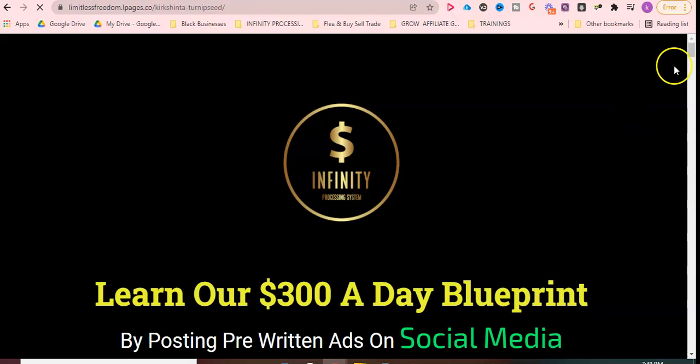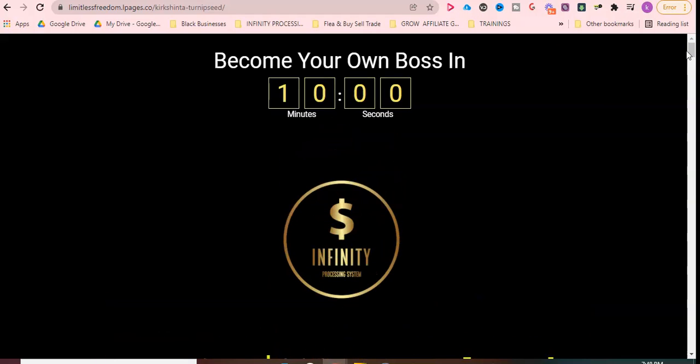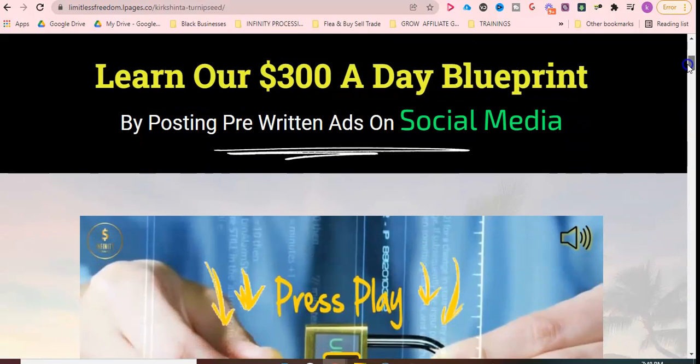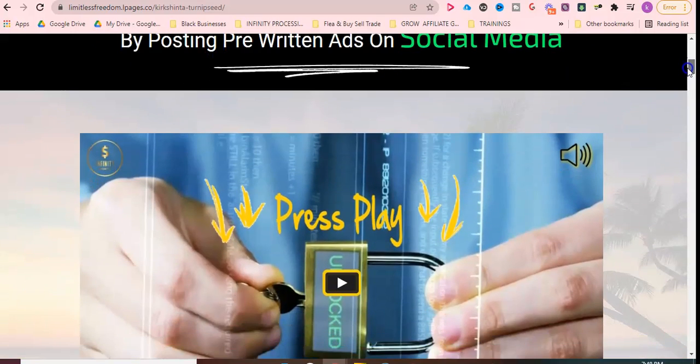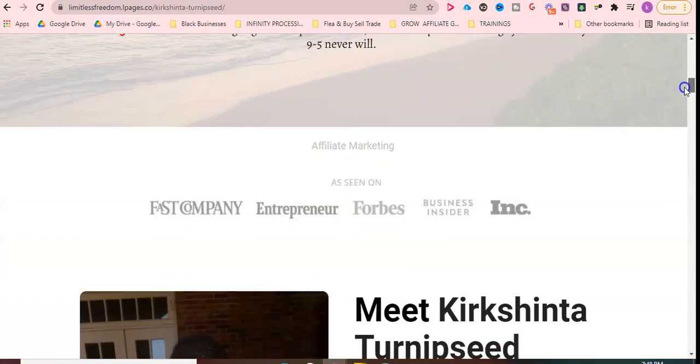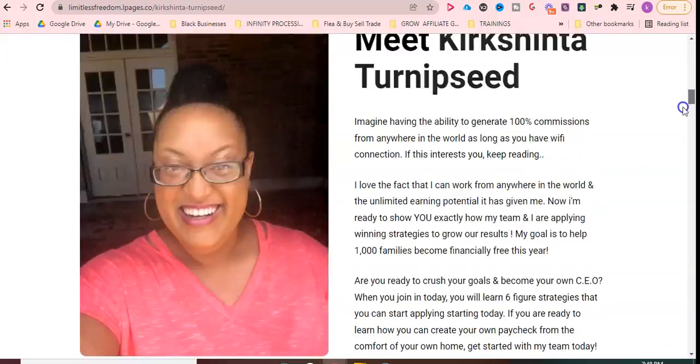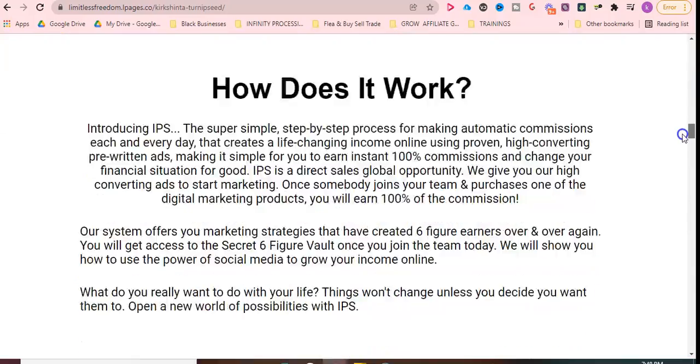Okay. So let's quickly go over the compensation plan. When you join Infinity Processing System, you get access to a page that looks just like this, where it does all the explaining of how this works, how members can get access to a social media blueprint, which is the actual product, the actual membership area. And then you get access to the ability to earn commissions based on what package you purchased. Okay. So there's 3 ways that you can earn. I also wanted to point out that this page is branded to you as well, which also helps you.